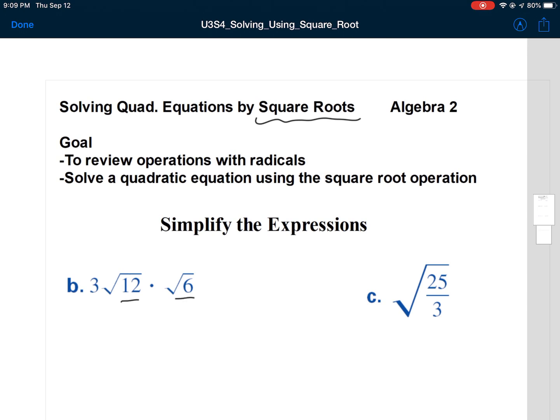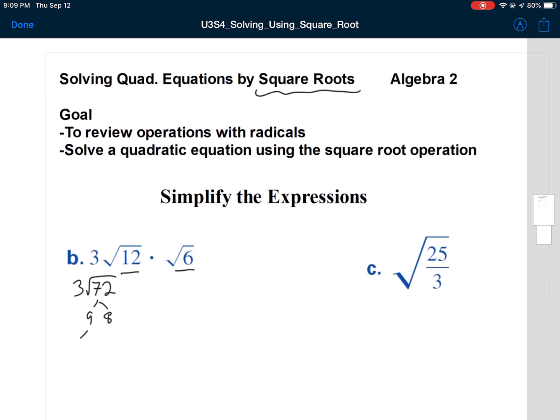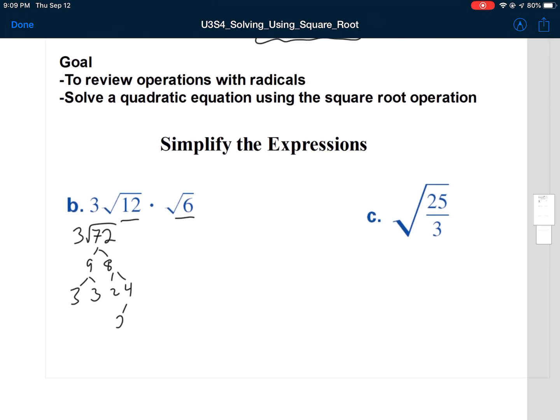So the 6 and the 12 are both underneath the radicals, so I can rewrite this as 3 square roots of 72. Now once I get to 72, I'm going to do a factor tree. I notice that is a 9 times 8. That's 3 and 3. And 2, 4, 2, and 2. So a pair of 3's come out, so I have a 3 that comes out.